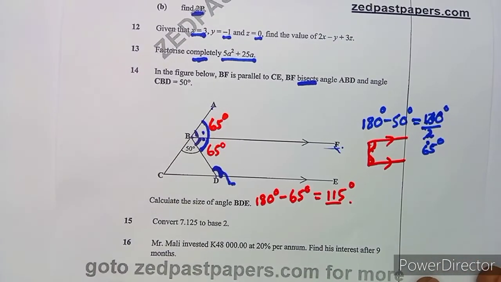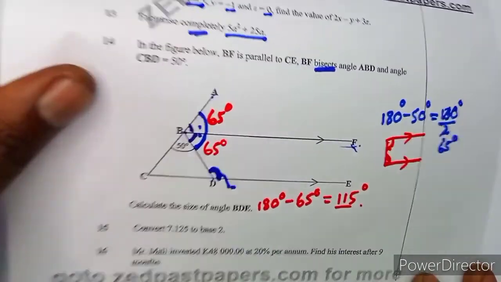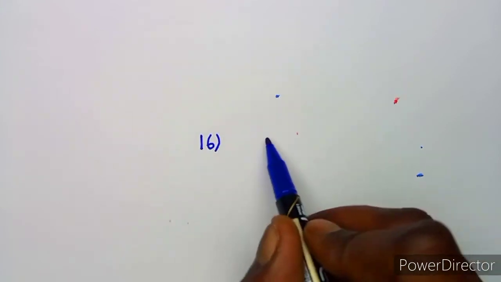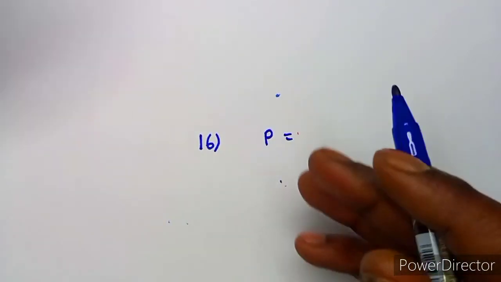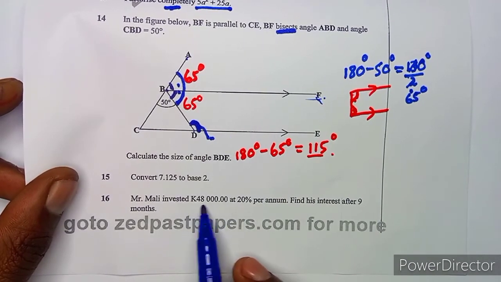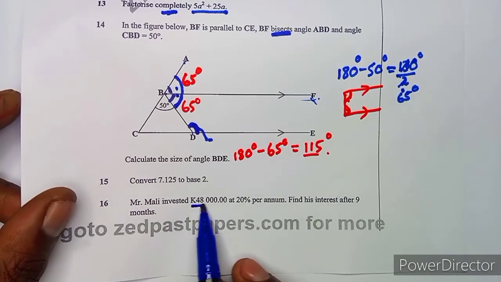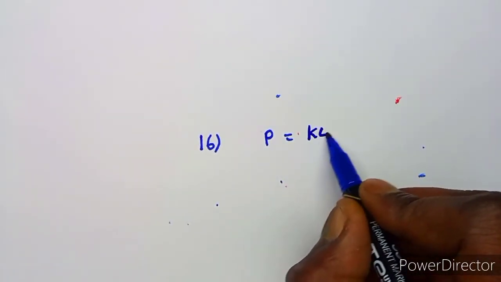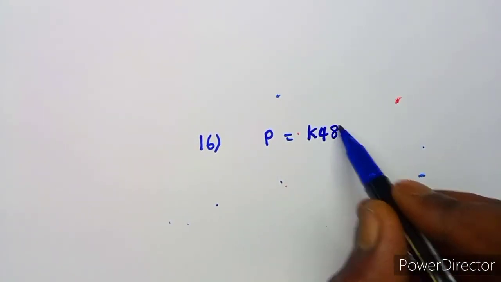Mr. Mali invested 48,000 kwacha at 20% per annum, find the interest after 9 months. All right, so we've got Mr. Mali who is investing the amount of money in a bank. So remember that the money that is being invested, that's your principal amount. So in this case, the principal value is this amount that is invested, which is 48,000 kwacha.